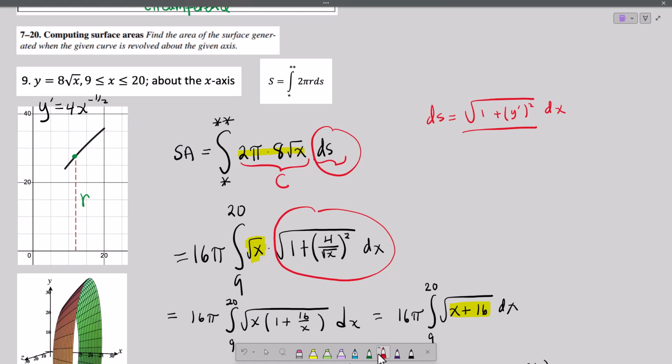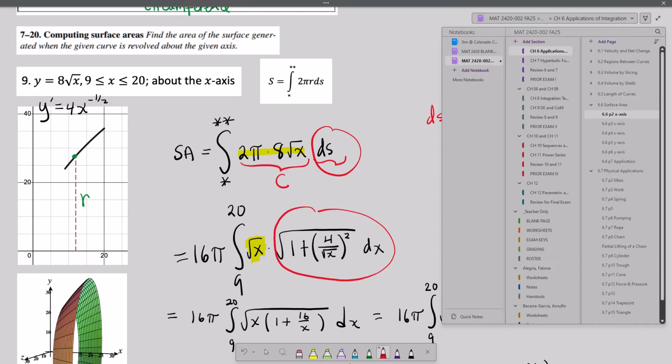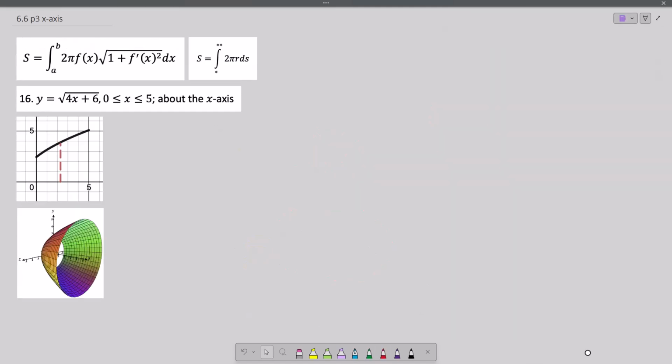So let's try another one. Here, again, we have 2 pi r. So we've got this function. It's going to rotate around the x-axis. It's going to create that funnel-looking object. We know that this ds up here, in order to convert that to a dx or a dy, we're going to take the derivative of this function, square it, add 1, and put it in the square root.